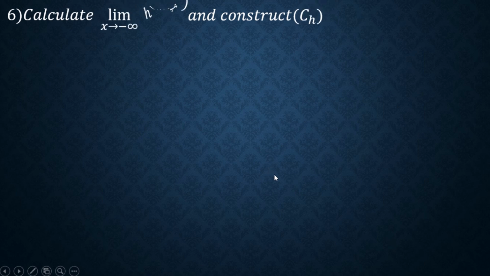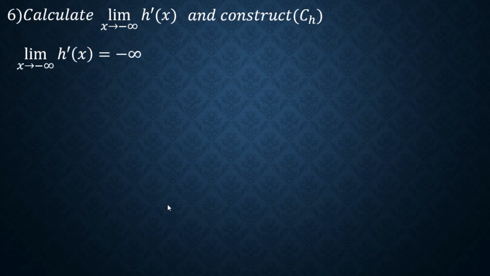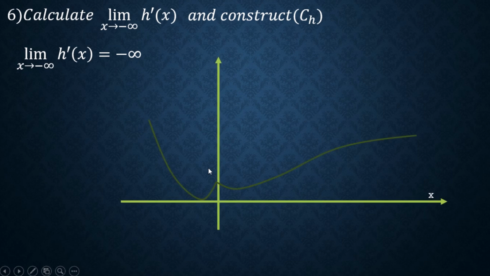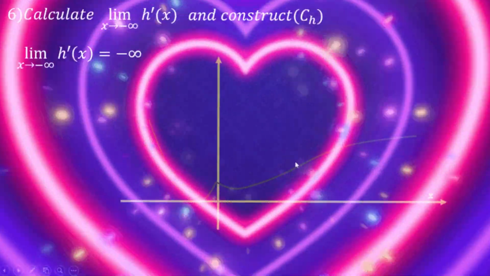Calculate the limit of h prime of x as x goes to minus infinity and construct the curve of h. The limit of h prime of x as x goes to minus infinity equals minus infinity, because h prime of x equals 2 times (x plus 1). Construct the representative curve of h. So: decreasing, increasing, decreasing, increasing.